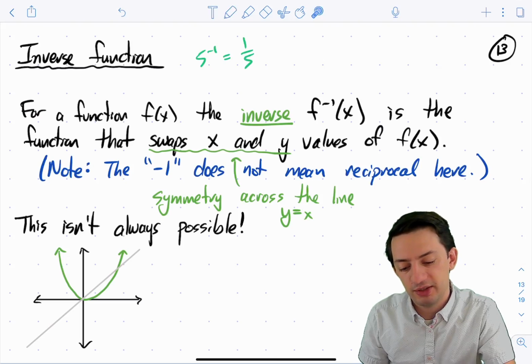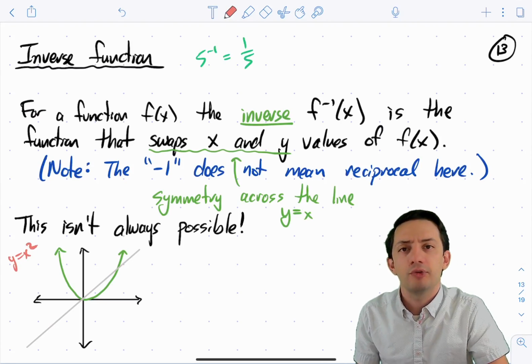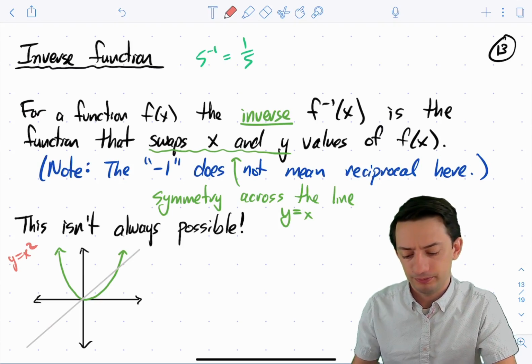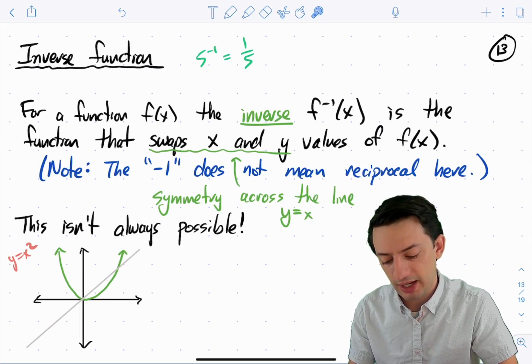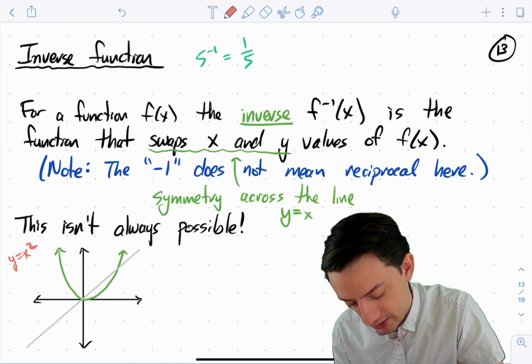What would happen to this function? This is, for example, y equals x squared. If we try to flip it over the line, we're going to see that we have a problem. This right-hand side, if I flip it over this line, looks like this.